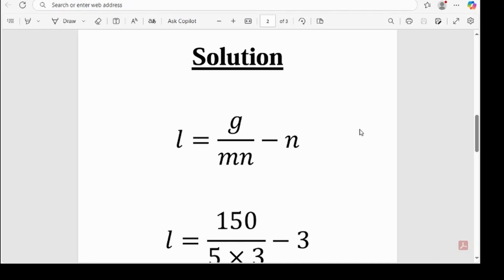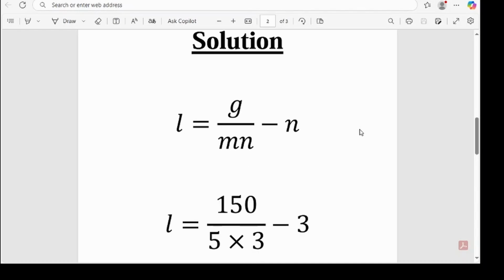So the expression was given as L equals the fraction J divided by Mn, subtracting from N, right? Minus N. Where J is giving us 150, M is giving us 5, and N is giving us 3, right?